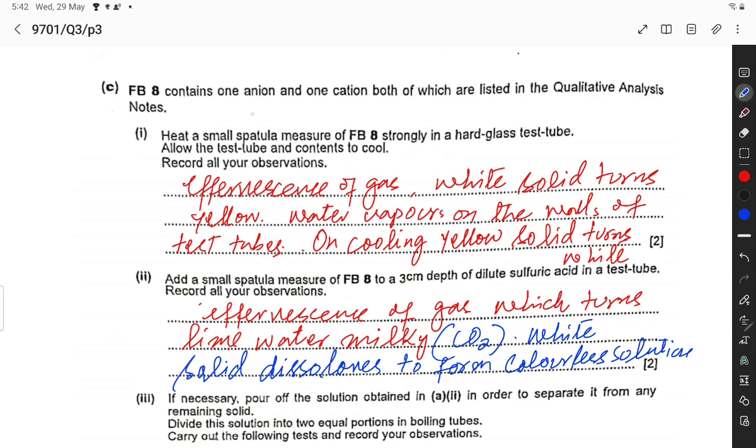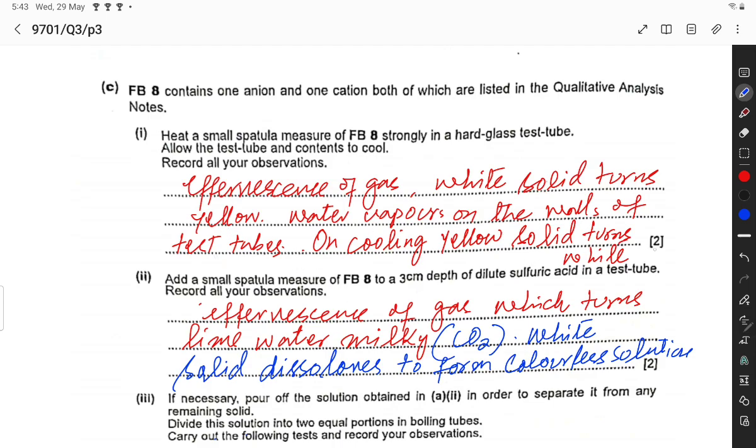Part C. FB8 contains one anion and one cation, both of which are listed in the qualitative analysis notes. Heat a small spatula measure of FB8 strongly in a hard glass test tube. Allow the test tube and contents to cool. Record all your observations: effervescence of gas, white solid turns yellow, water vapor on the walls of the test tube.